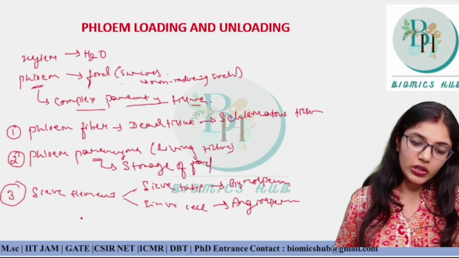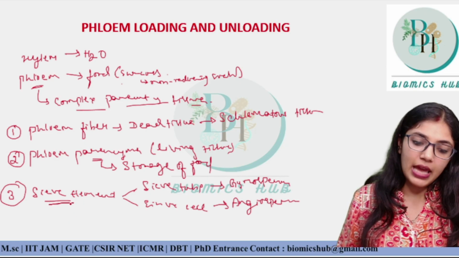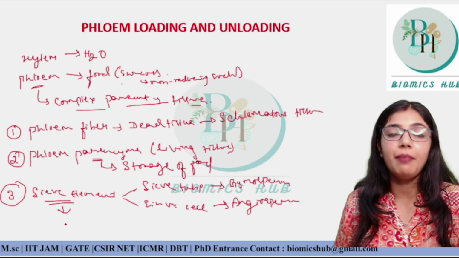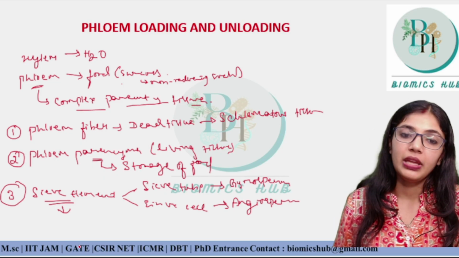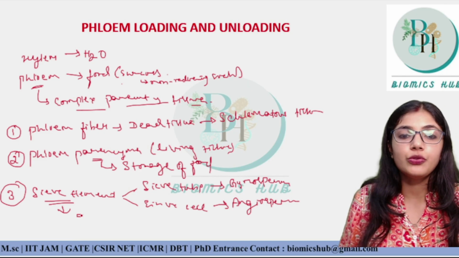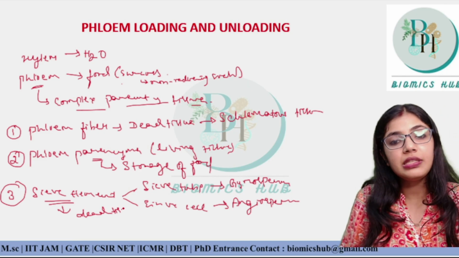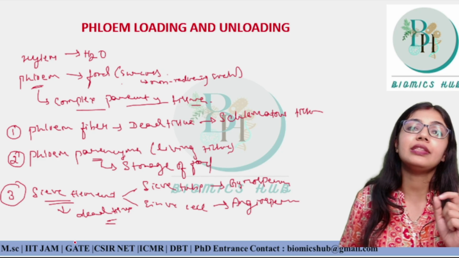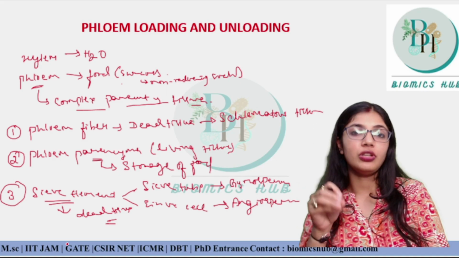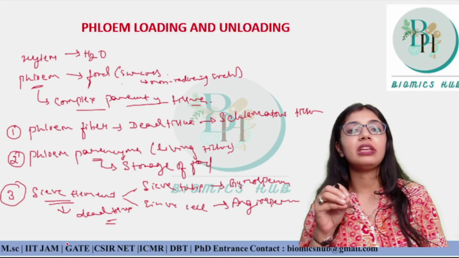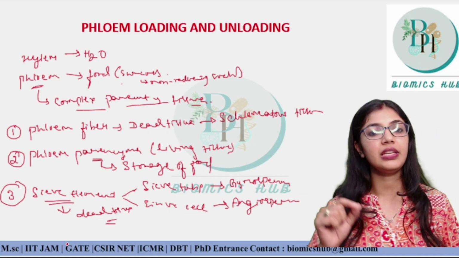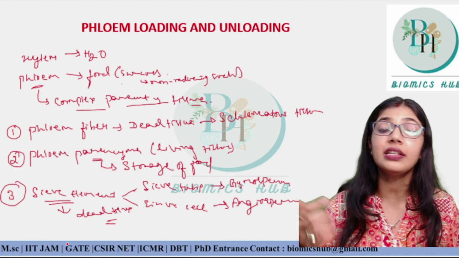So what is the work of the sieve element? The sieve element is the main part through which the phloem is translocated. The sieve element is also a dead tissue. It is dead when it is in the mature form. Why? Because in the initial phase it has the nucleus, but when it matures, the nucleus disintegrates. That is the reason the sieve element is considered a dead tissue.